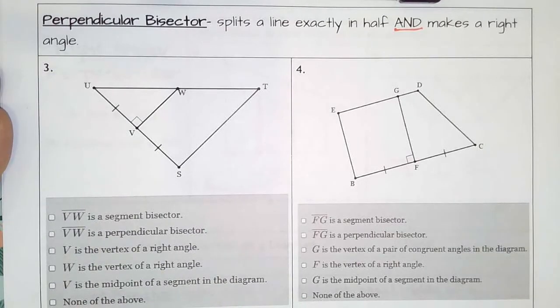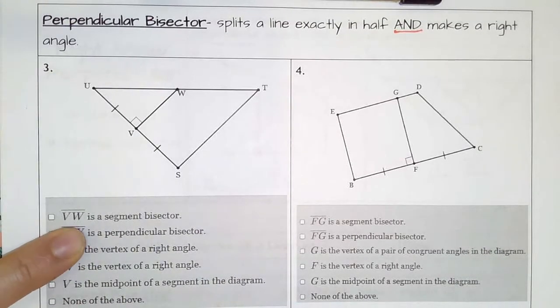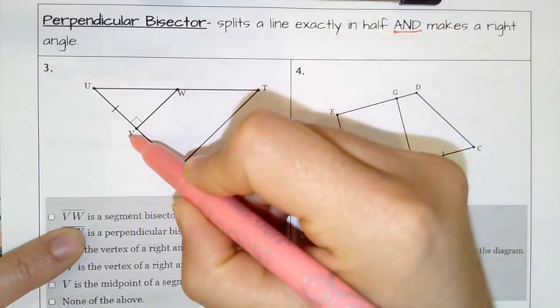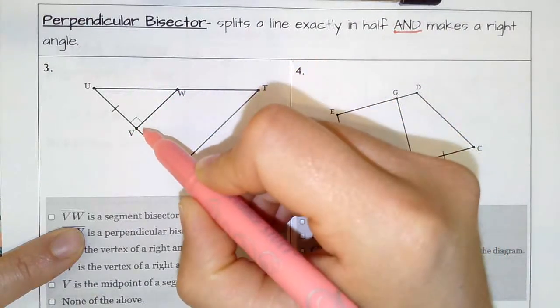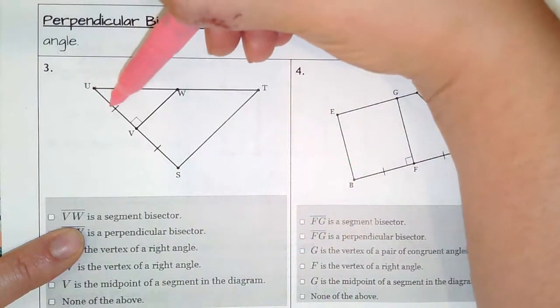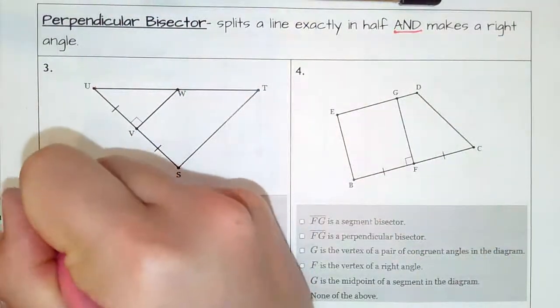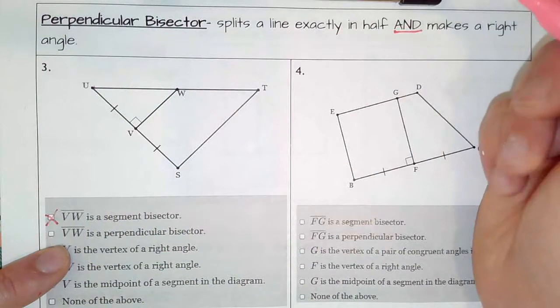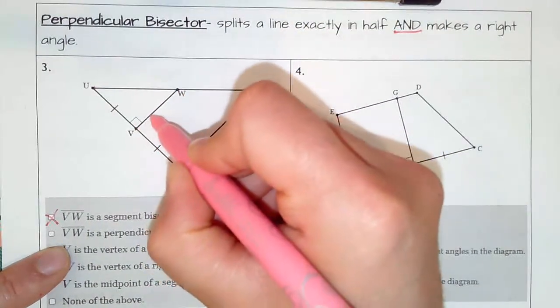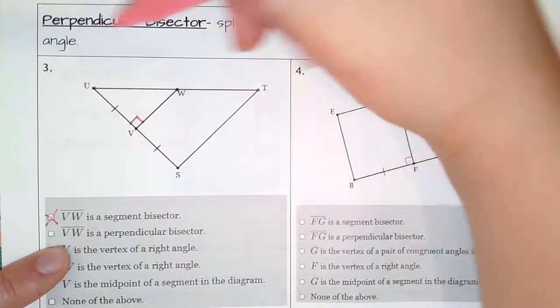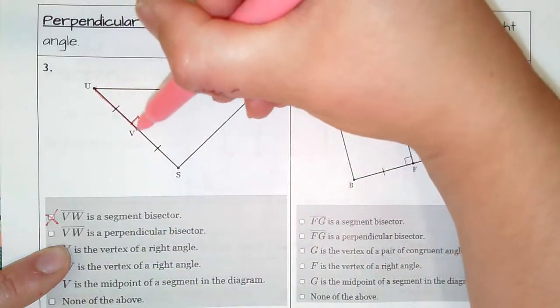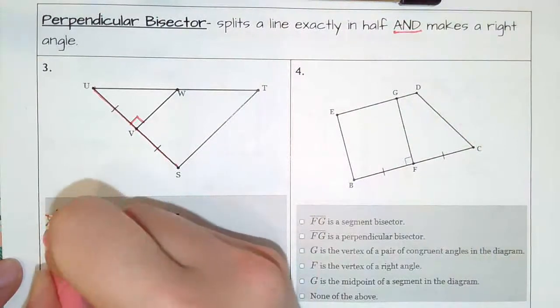Okay, so let's look at number 3. Line VW is a segment bisector. Is it a line that's cutting something into 2 equal parts? Yeah, it's cutting this line. So that's a yes. VW is a perpendicular bisector. Is this line making a 90 and cutting something in half? Yeah, right here. It's making a 90 with line US, so that's a yes.